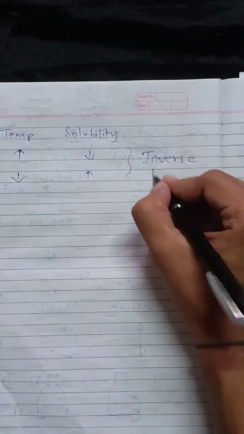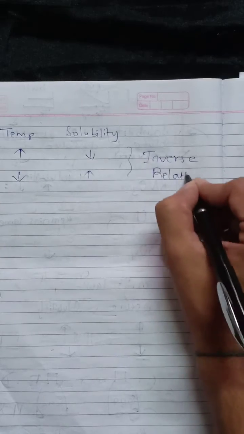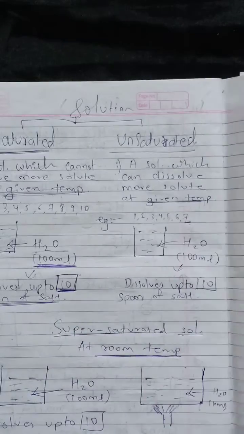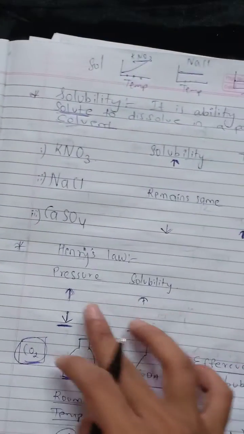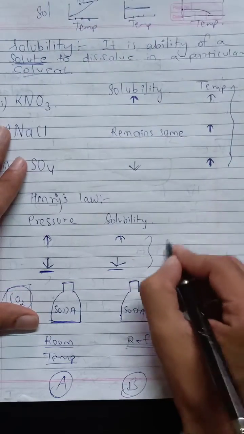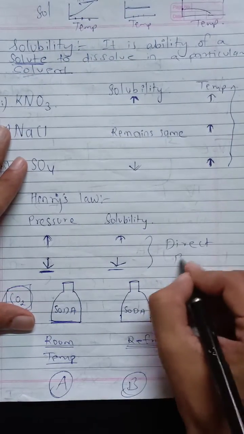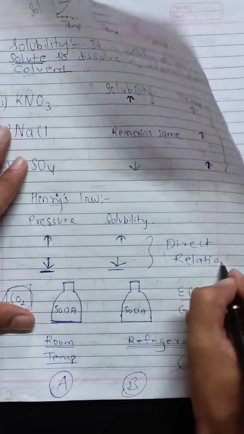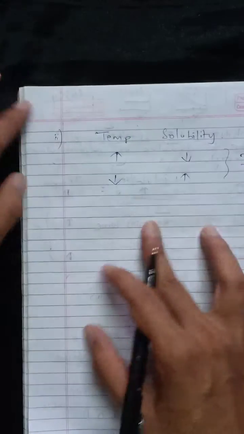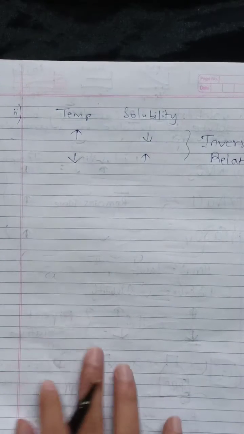What does that mean? Inverse relation means the indirect relation, not a direct one. As the earlier one was showing a direct relation, this will show the inverse relation. Now as it is going to show the inverse relation, see what exactly happened.